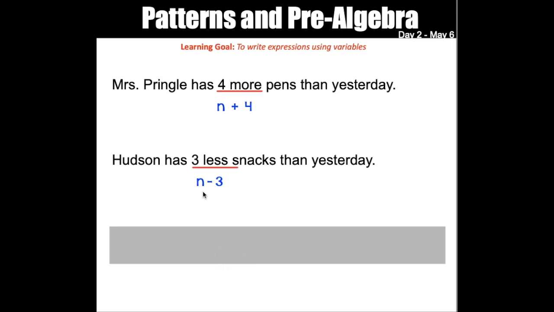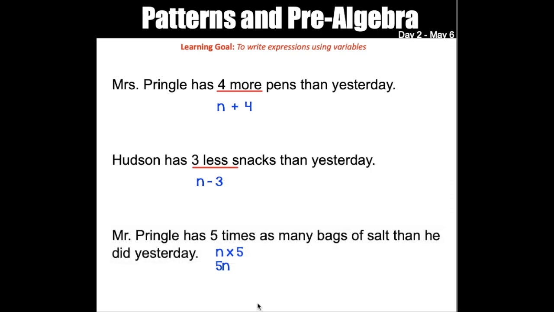If he had 5 snacks yesterday, minus 3, then he would have 2 left, but he could have had 8 snacks yesterday, or he could have had only 3 snacks, meaning he had no snacks today. So we use this variable to represent the unknown part. Let's look at one more example together.